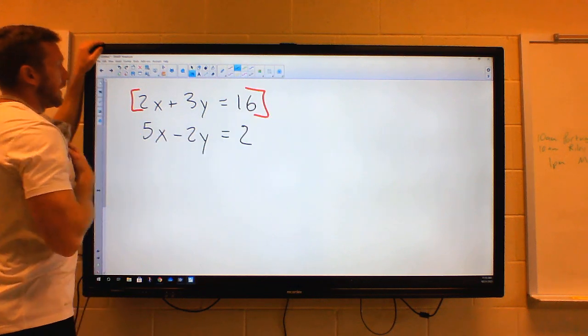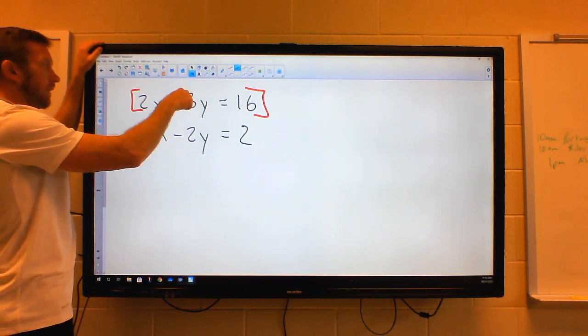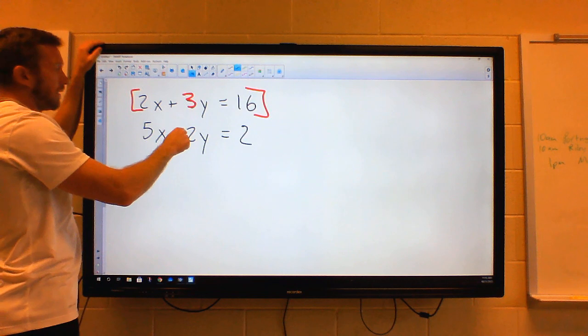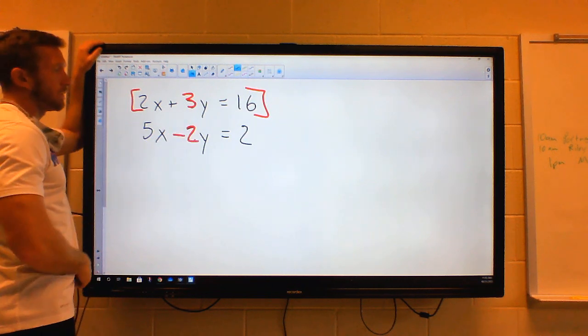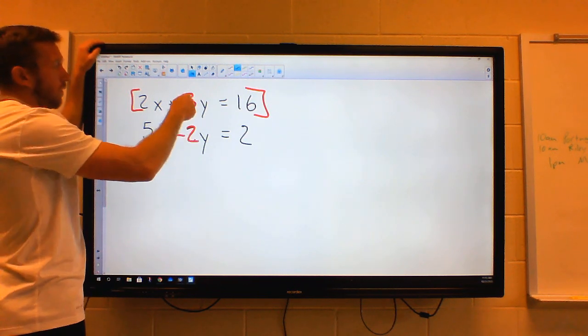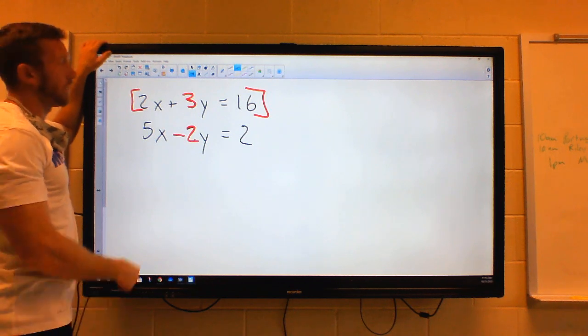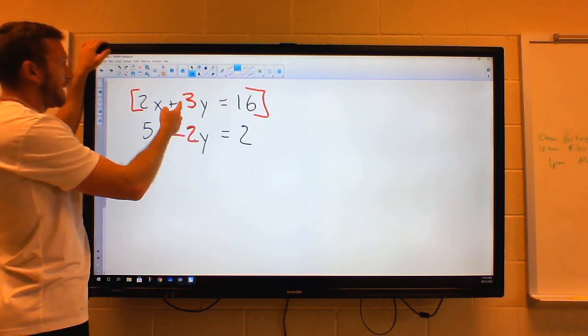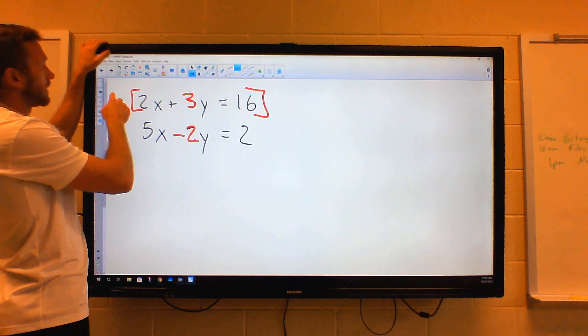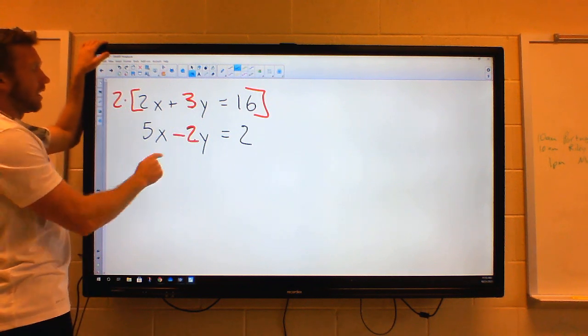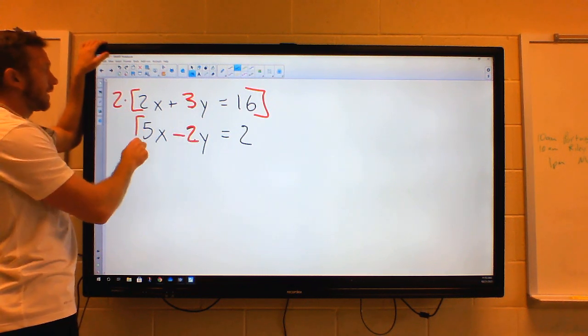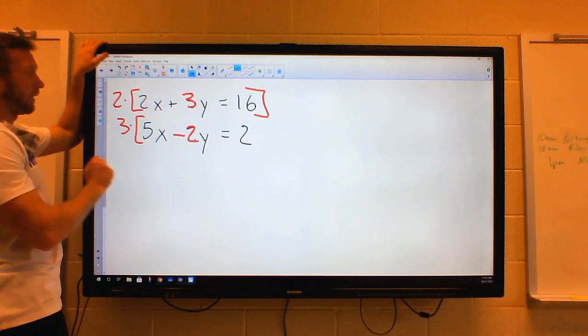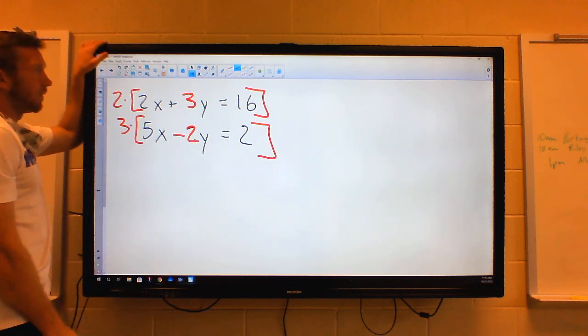And basically, if I want to get this 3 and this negative 2 to have equal but opposite coefficients, I think of what is the least common multiple between them, and that's 6. So I want to take this 3 and make it a 6, so I multiply it by 2. I want to take this negative 2 and make it a negative 6, so I multiply it by 3. Okay? And watch what happens.